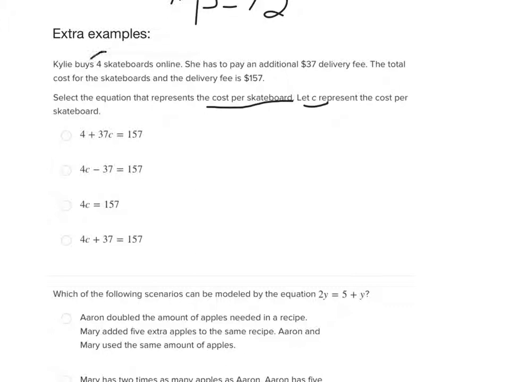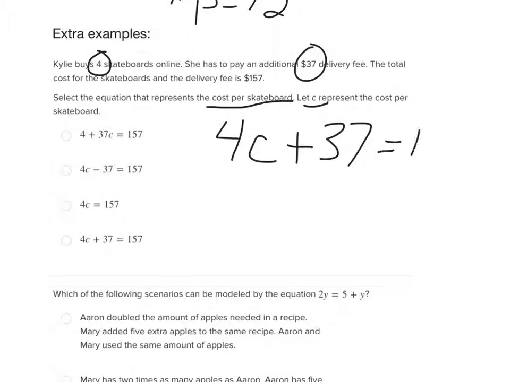4. So she's going to have to take 4 times the cost of each skateboard. So she's going to go 4 times C. However much the skateboards cost, she's going to multiply it by 4. But then she has to pay a delivery fee of $37, so she's going to add $37 to that. And the total cost ended up being $157.